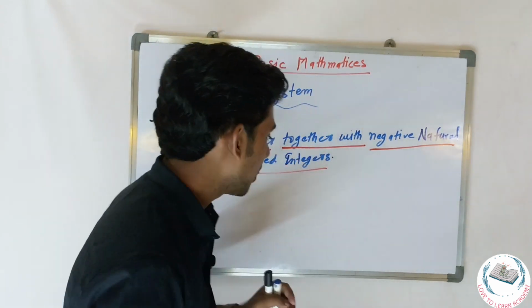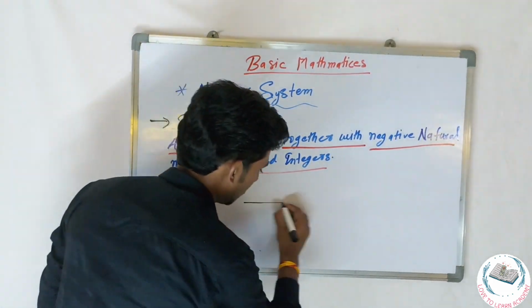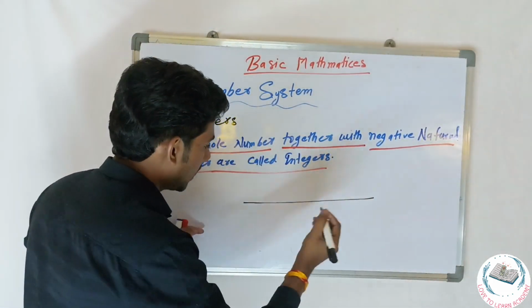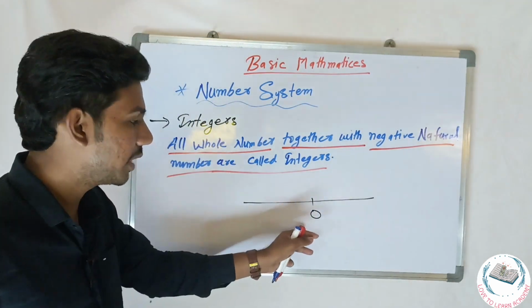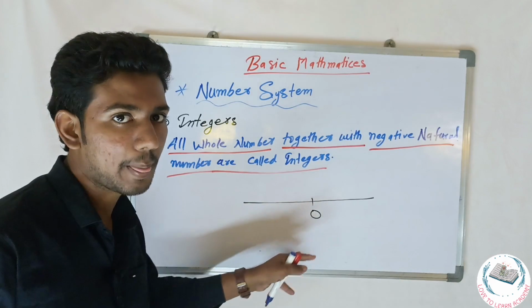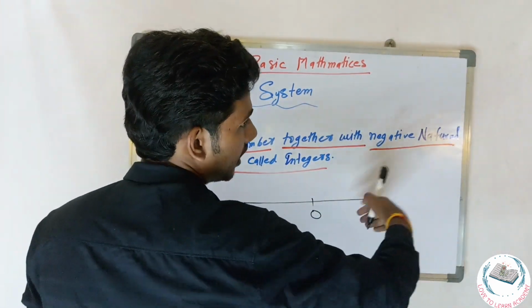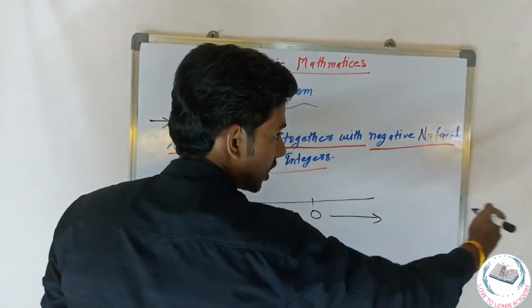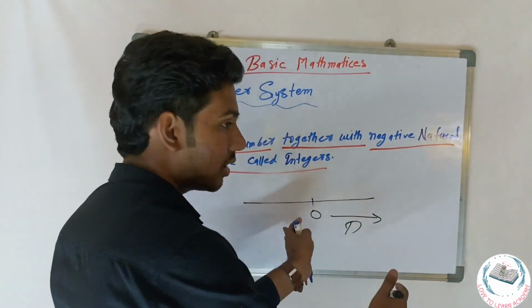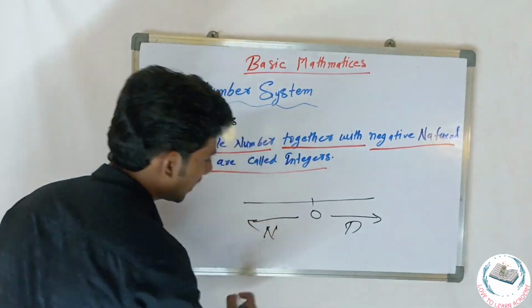Suppose this is a number line. 0 is the neutral, it's in the middle. If you see, this is my right hand, this is the positive side. And this is my left hand, so it is the negative side.